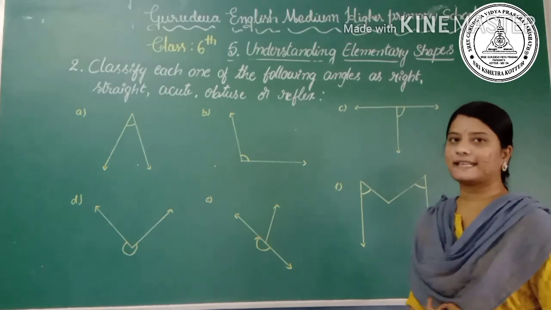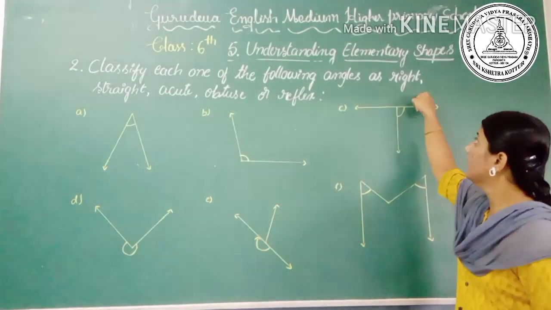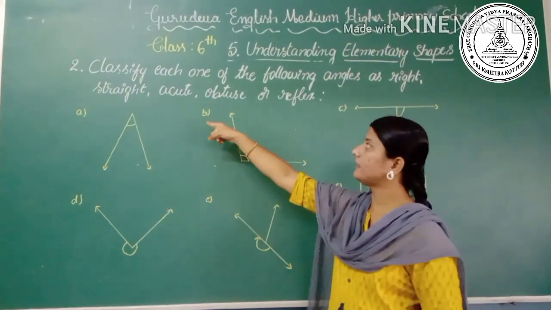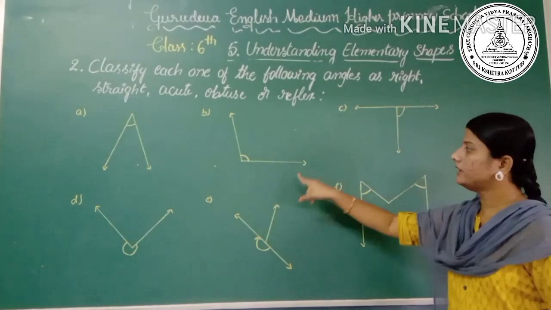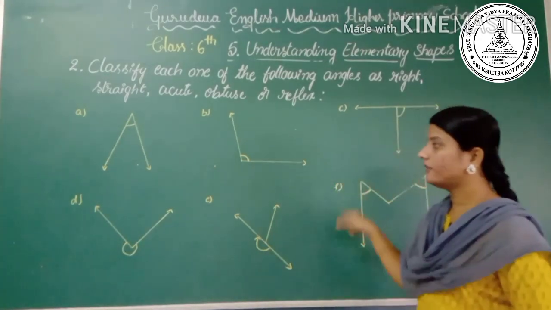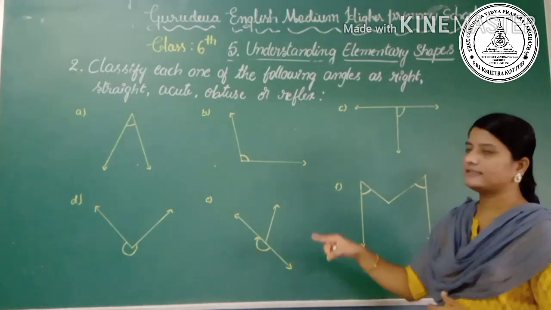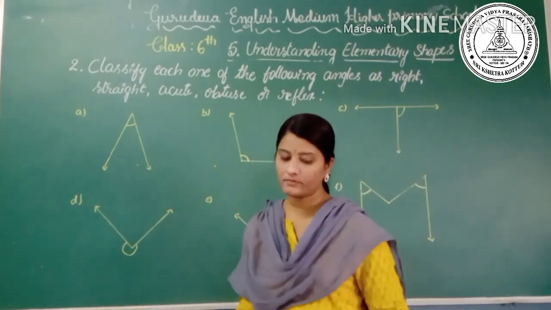Let's go to the second part. Classify each one of the following angles as right, straight, acute, obtuse, and reflex angles. Okay. Yes. Here they are given six figures and angles. Yes. Let's classify the angles.